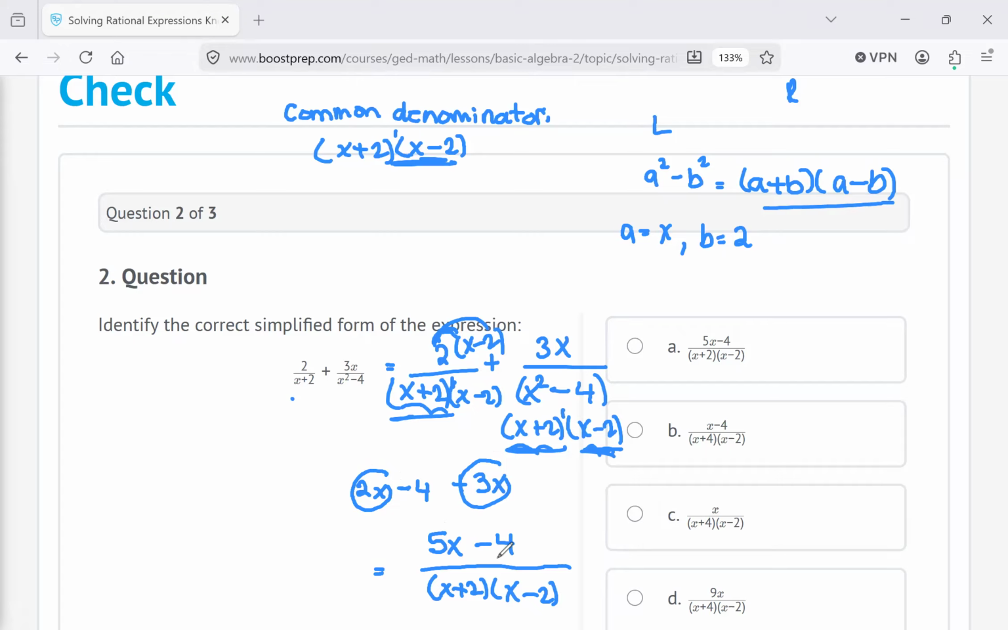Do you see anything you can cancel? So do you see anything that's the same top and bottom? No. None of these are the same base, so nothing cancels. So it looks like it might be letter A, right? 5x minus 4 over x plus 2, x minus 2. Letter A. Okay, not too bad.